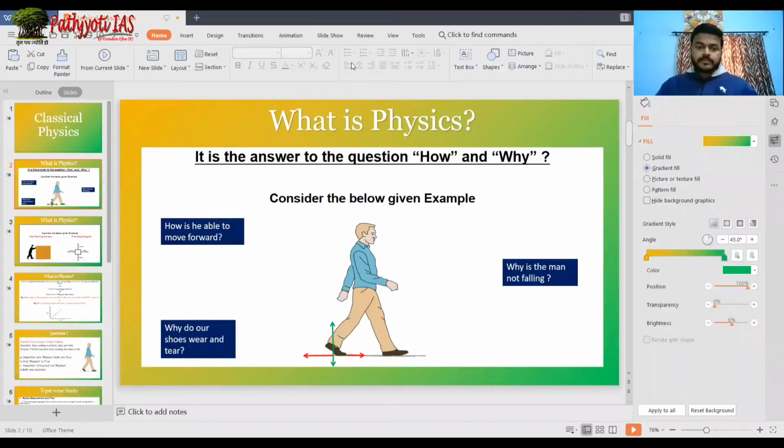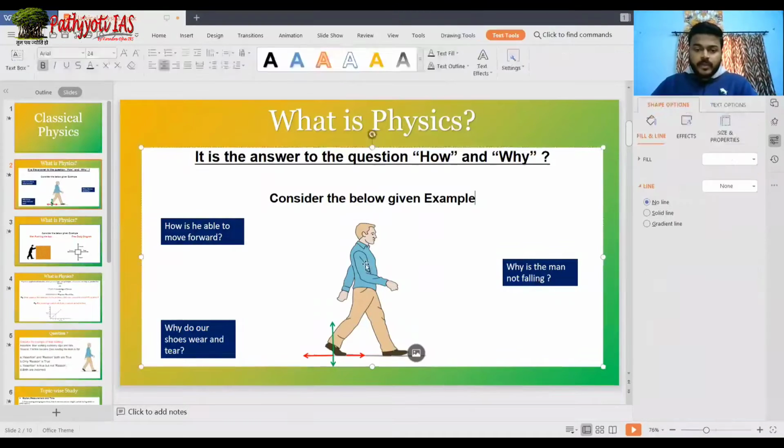Okay, I'll explain. So firstly, it is the answer to the questions how and why. Kyun aur kaise, in simple terms, in lucid language. So let us take an example. As you can see below is a man who is walking. Now, the first question which arises in all of our minds, which should arise, is how is he able to move forward? In lucid language, we may say that he is using his voluntary muscles to move forward.